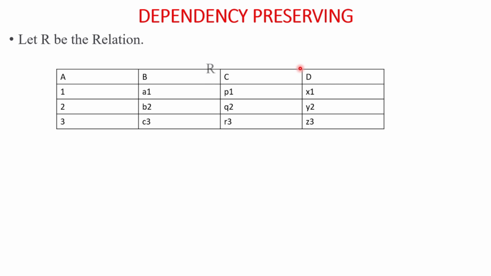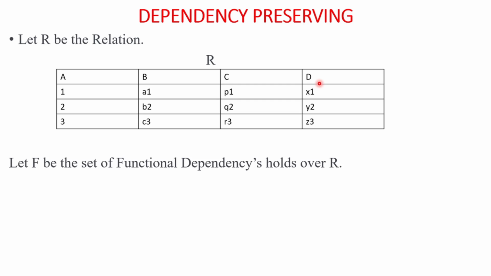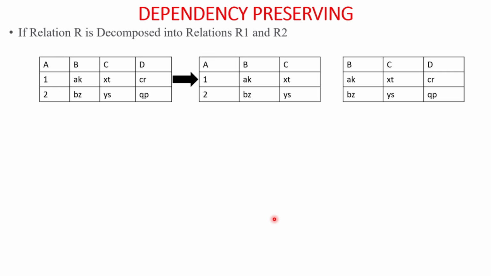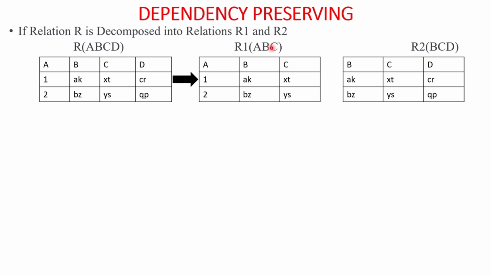So let R be the relation. This is a relation R, and it has 4 attributes A, B, C, D. And functional dependency set F is defined by the database designer on relation R. So this is the functional dependency set. Now first, relation R is decomposed into 2 relations, R1 and R2, like this. So R1 has the attribute set A, B, C, and R2 has the attribute set B, C, D. So relational decomposition is done of R into R1 and R2.